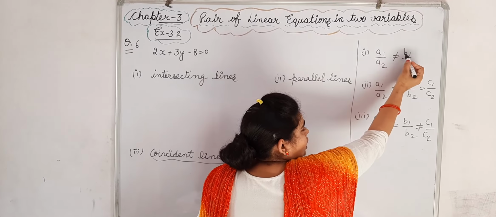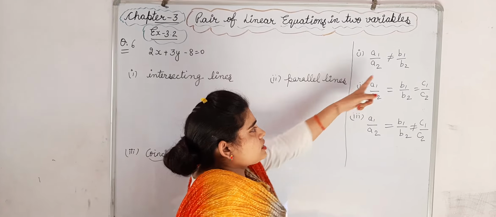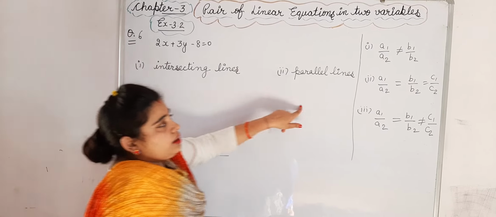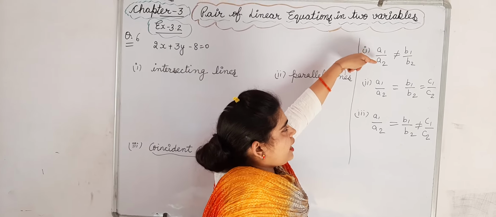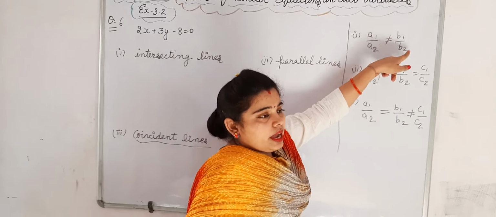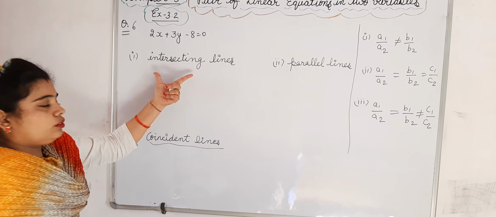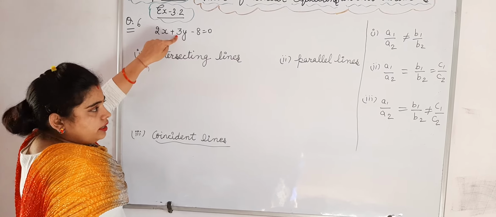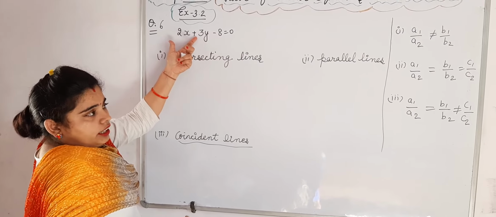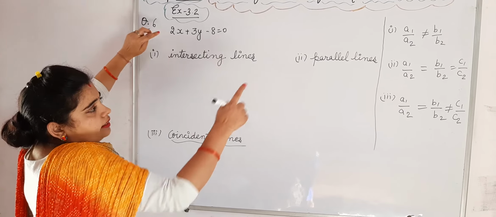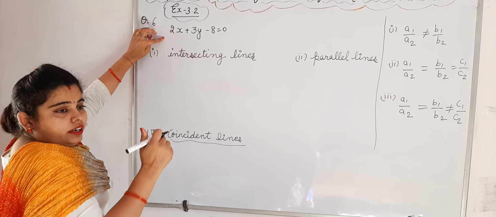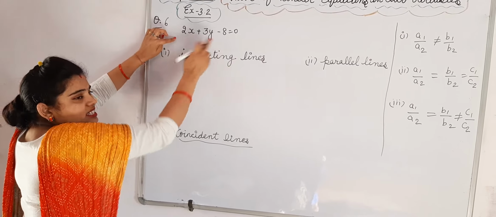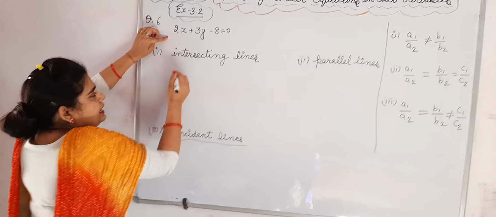For these conditions, we have studied that if a pair of linear equations is given, then if a1 by a2 not equal to b1 by b2, if this condition is there, then we are having intersecting lines. अगर हमारे पास ये कंडीशन है a1 by a2 not equal to b1 by b2, तो वो पेयर ऑफ लाइंस कैसी होती है? इंटरसेक्टिंग लाइंस. In this case, a1 is 2, b1 is 3. We will compare a1 and a2 only in intersecting lines. Then ratio of a1 a2 should not equal to b1 and b2. We can take any example.